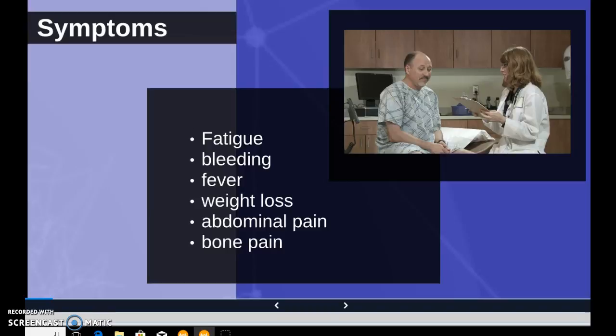A lot of them will complain of some abdominal pain or discomfort. They might complain of feeling full all the time, which leads to decreased appetite. They might have some bone pain, which can result from the expanding leukemic cell masses within their bone marrow. They might also have neurological symptoms, ranging from a headache to seizures. They can have some cranial nerve palsies, usually caused by leukemic cell infiltration of the meninges.